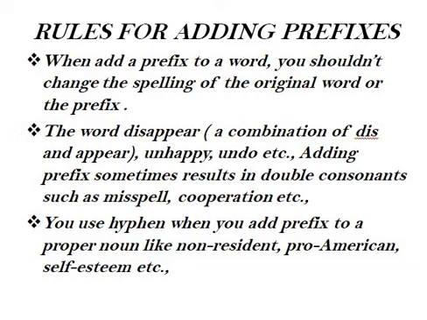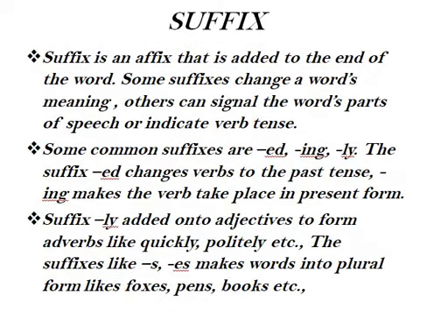Adding prefixes will sometimes also result in the repetition of consonants, such as misspell. Here S is repeated, cooperation, etc. We use a hyphen whenever we add a prefix to a noun, like non-resident, pro-American, self-esteem, etc. Then moving on to suffix.